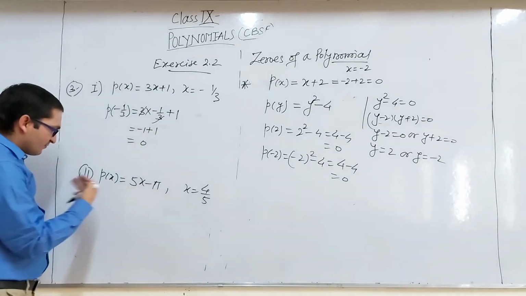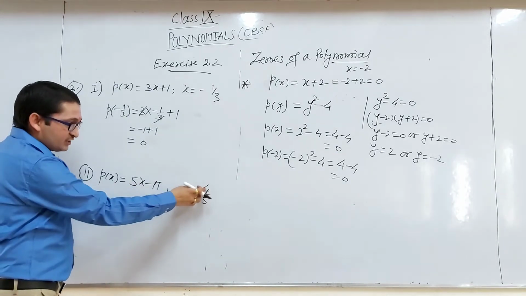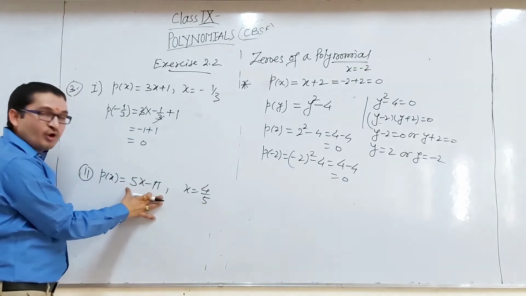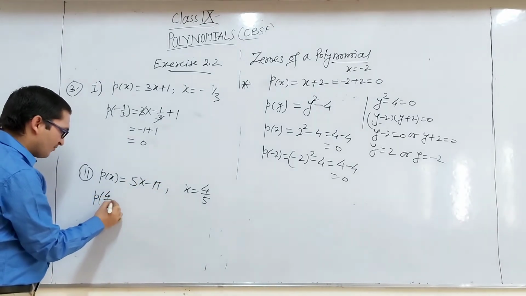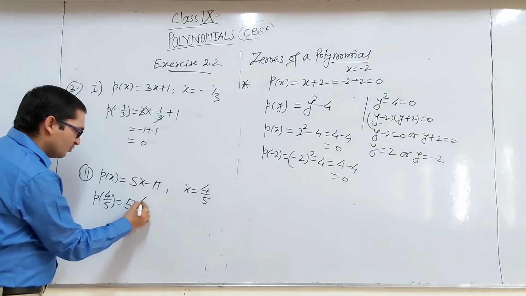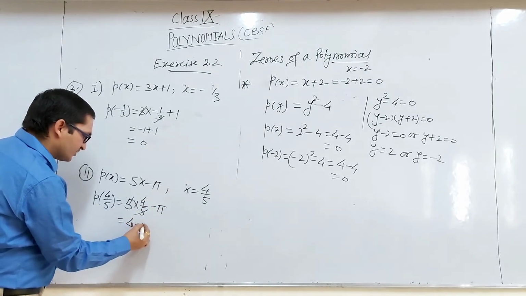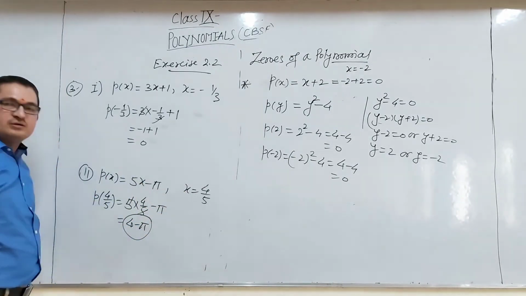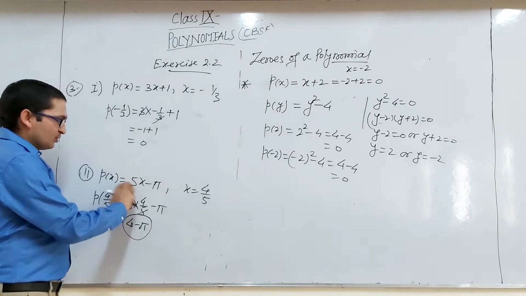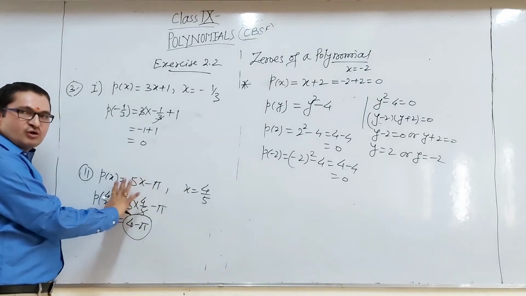Now let me check for this. We have to check whether x equal to 4 upon 5 is a zero of this polynomial or not. So let me find p(4 upon 5) equal to 5 into 4 upon 5 minus 5. 5 gets cancelled, 4 minus 5. This is not 0. So 4 upon 5 is not a zero of this polynomial.